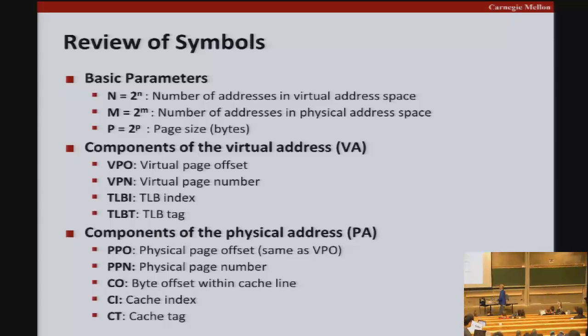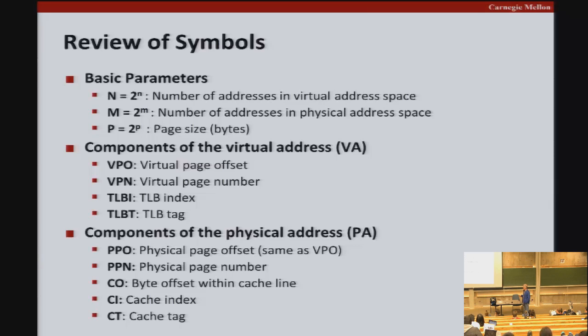So remember the basic terminology I'm going to use here. N is the size of the virtual address space. M is the size of the physical address space. P is the size of each page. Capital P. Small p is the number of bits we need to access something in that page. Okay, a virtual address has 2 basic components, the page offset and the page number. And the page number itself is divided into 2 pieces, the TLB index and the TLB tag.